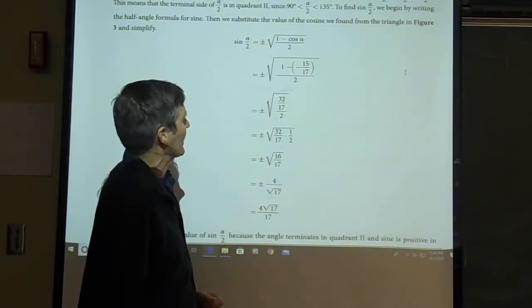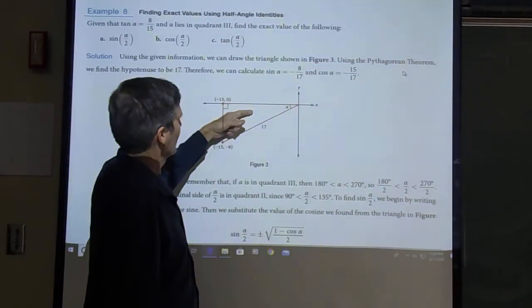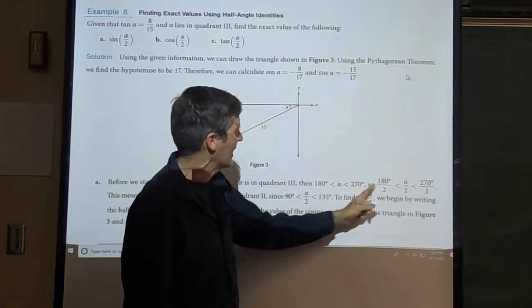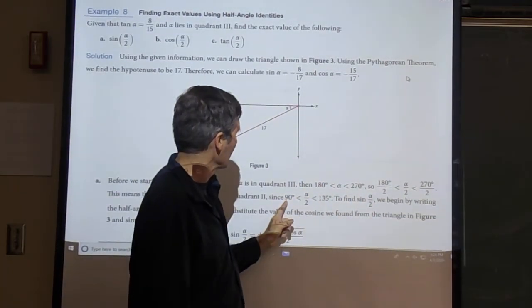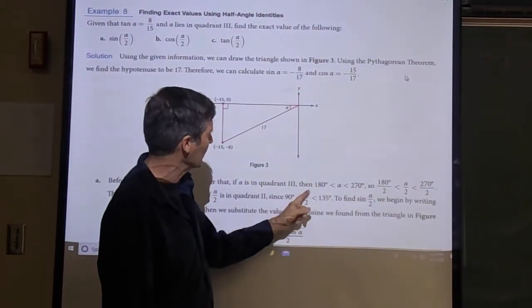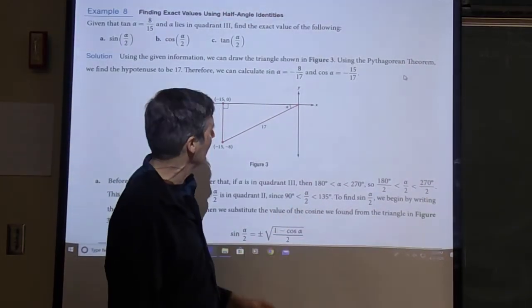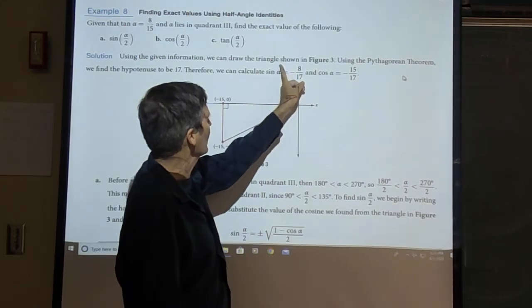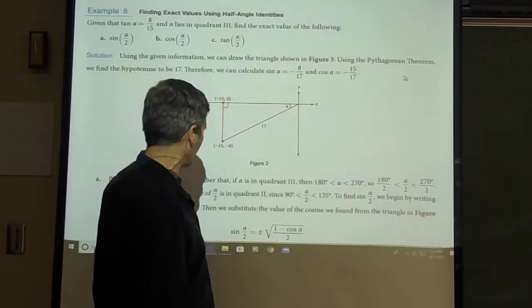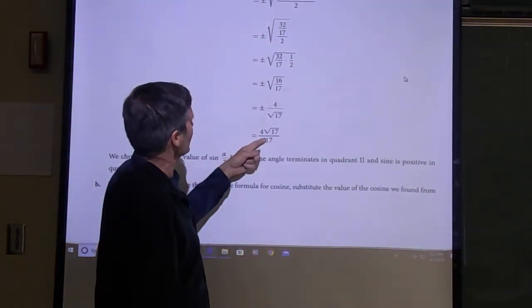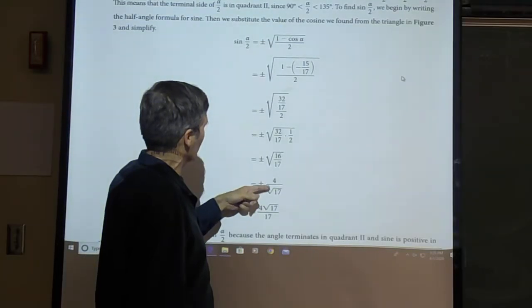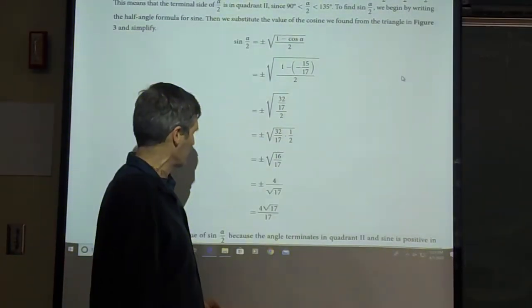Now there's a little trick in here. If alpha was in the third quadrant, between 180 and 270, you divide this inequality through by 2, and that means that half of 180 is 90, so 90 has to be less than or equal to alpha over 2, which has to be less than or equal to 270 over 2, which is 135. Alpha over 2 is in the second quadrant between 90 and 180, in particular between 90 and 135. That means that the cosine has to be negative and the sine has to be positive in quadrant 2. So we have to pick the positive sign since alpha over 2, not alpha, is in quadrant 2. So the sine of alpha over 2 is plus or minus 4 over square root 17. Since we're in quadrant 2, it's plus.